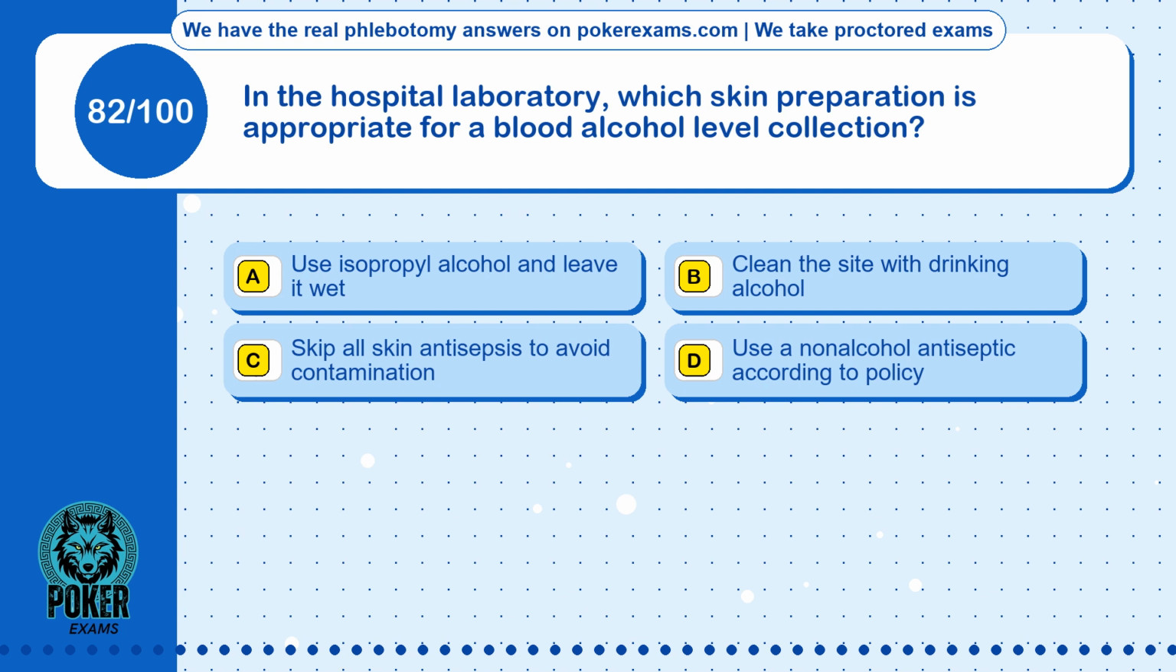Question 82. In the hospital laboratory, which skin preparation is appropriate for a blood alcohol level collection? Option A. Use isopropyl alcohol and leave it wet. Option B. Clean the site with drinking alcohol. Option C. Skip all skin antisepsis to avoid contamination. Option D. Use a non-alcohol antiseptic according to policy.